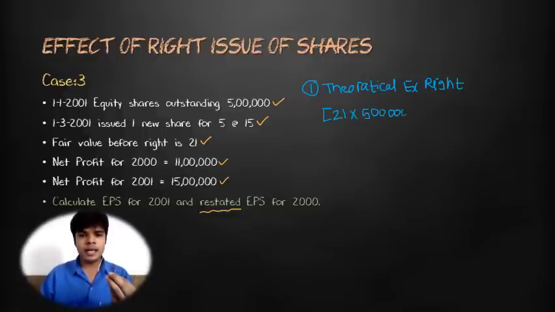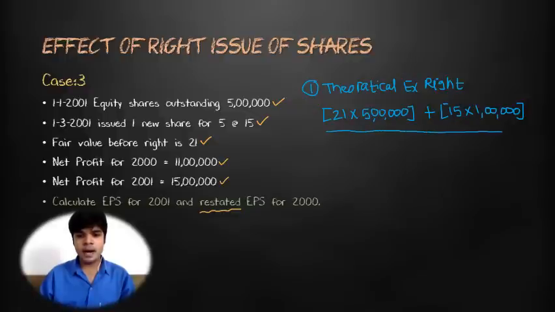This is market cap before the rights issue plus proceeds of rights issue. So proceeds of rights issue is going to be 15 per share into the rights issue of 1 lakh shares, because 1 share for every 5 is to be given, divided by total number of shares after rights issue, which is 5 lakh shares plus 1 lakh, that is rights issue.